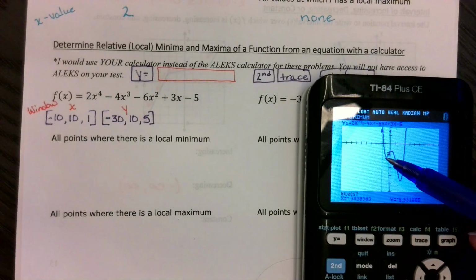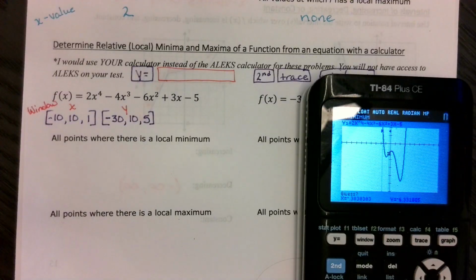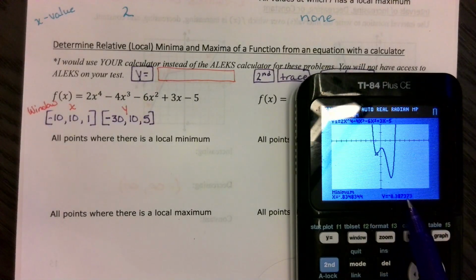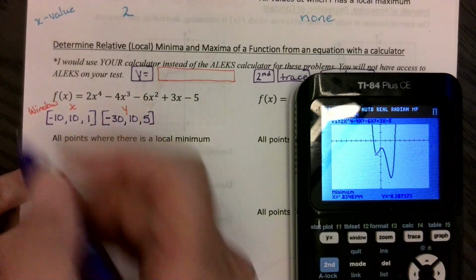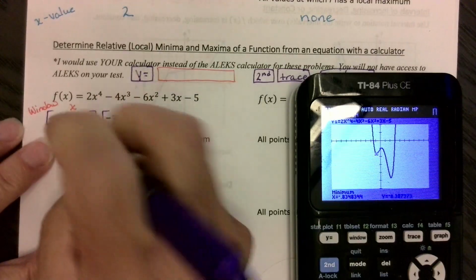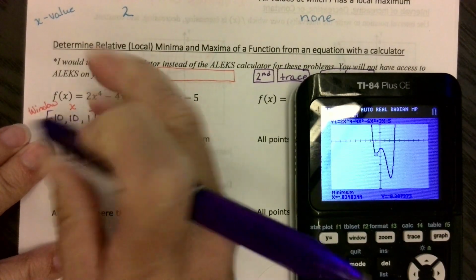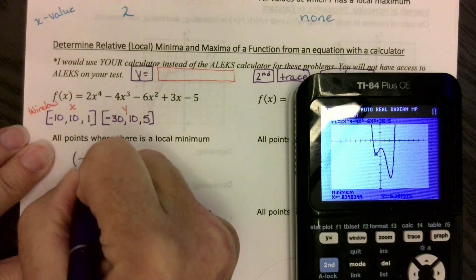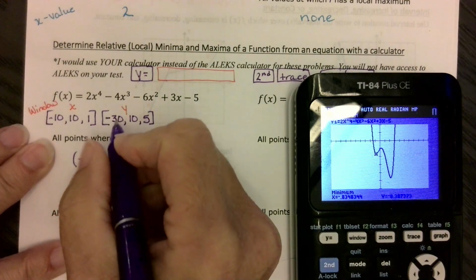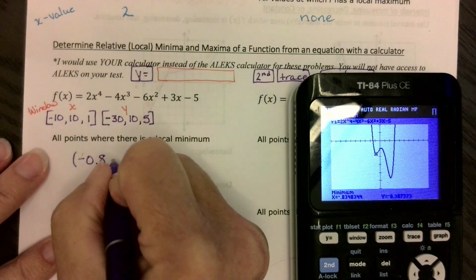If you want to move your cursor to here, you can, but I'm not going to. I'm just going to hit enter again. And I'm going to round this. Yours may be slightly different than mine, but when we round to the nearest tenth, everybody's will be the same. So this is a negative 0.8, comma, negative 8.4.